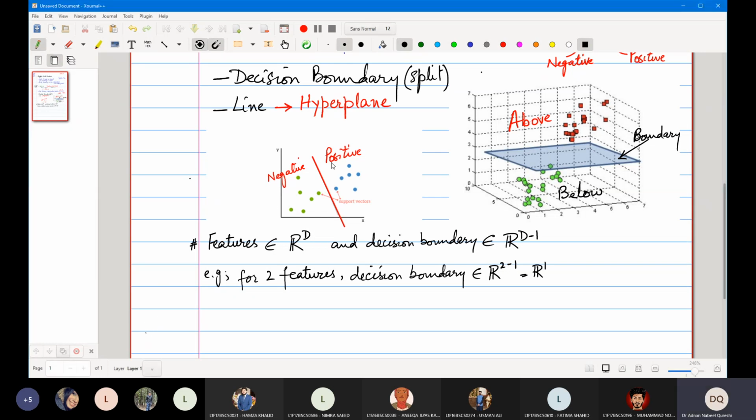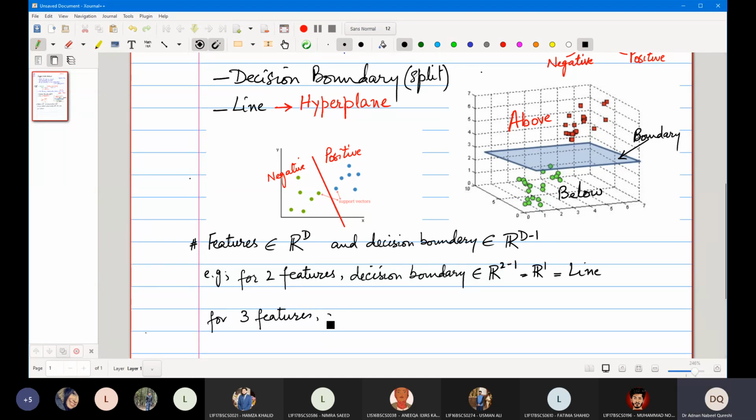और वो यहां हमें नजर आ रहा है. वी हैव गॉट 2 फीचर्स. द डिसीजन बाउंड्री is R1, which is a line. In the example on the right, we have got a 3D projection, 3-dimensional. We will have, let's suppose, 3 features. इसमें एक X feature, Y feature, Z feature.